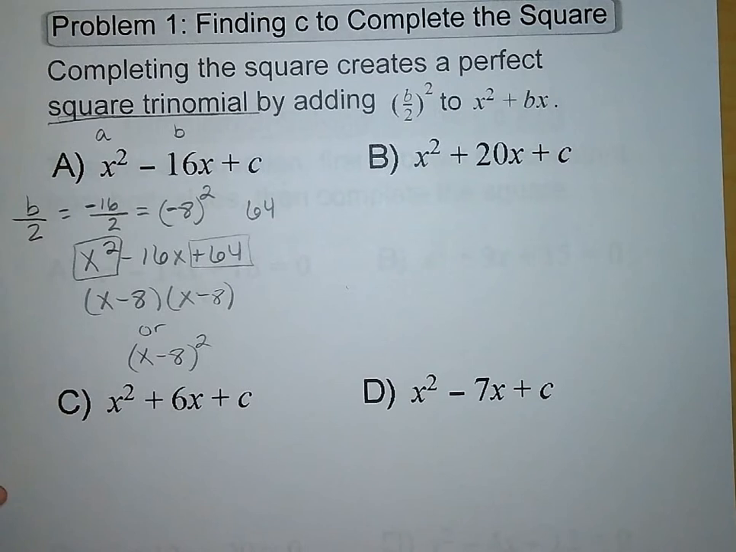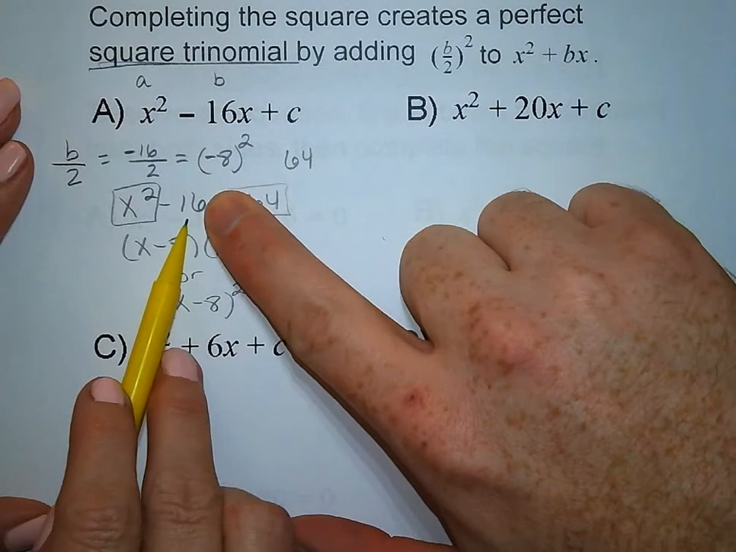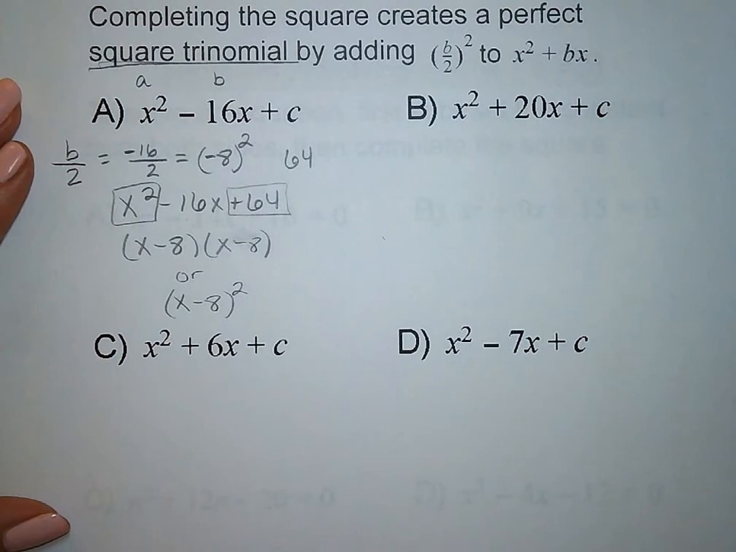Here's a quick hint, guys. If you are completing the square properly, whatever you have inside the parentheses there is going to be what you are subtracting or adding down when you factor it.